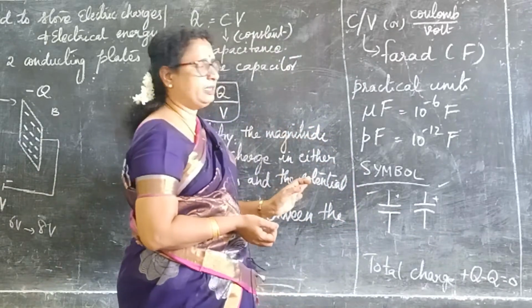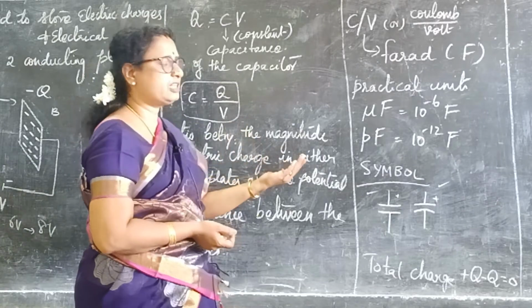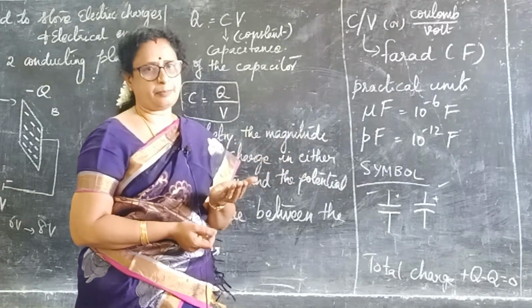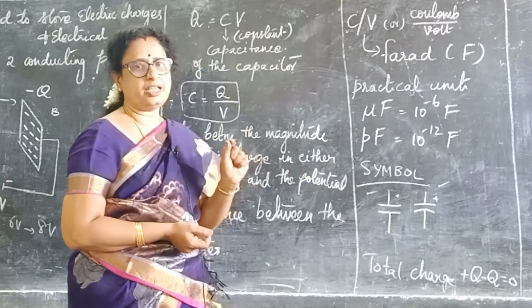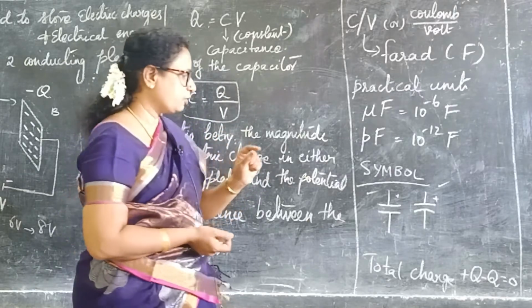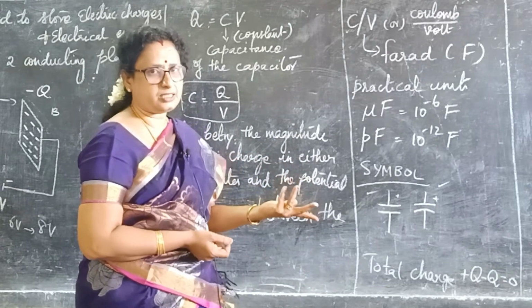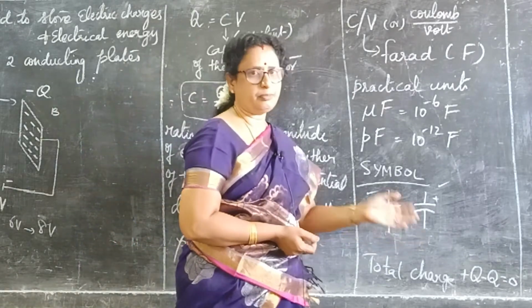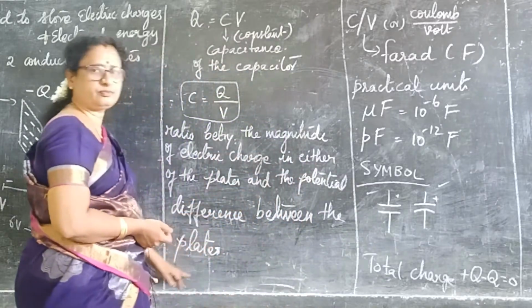So if somebody asks what is the amount of charge that is stored in a capacitor, we only mention the charge that is stored in either of the plates, any one of the plates. So that is normally plus Q. What is the amount of charge that is stored in the capacitor? We should not take the total, but mention it only as plus Q coulomb, right?